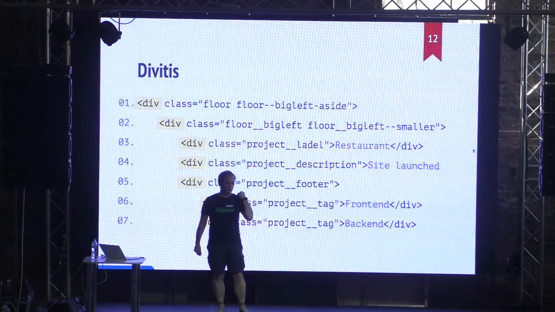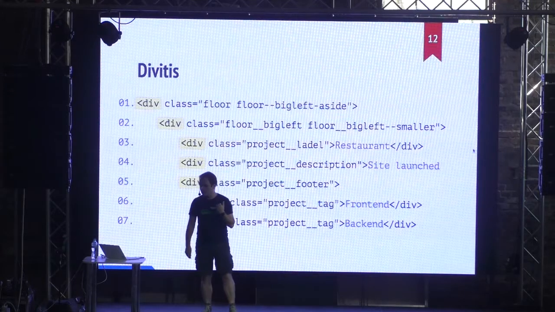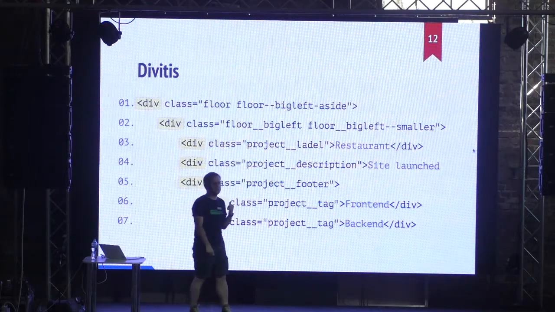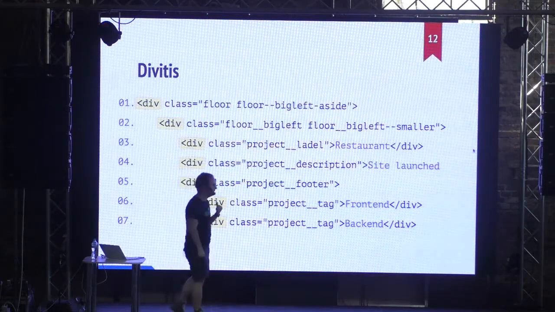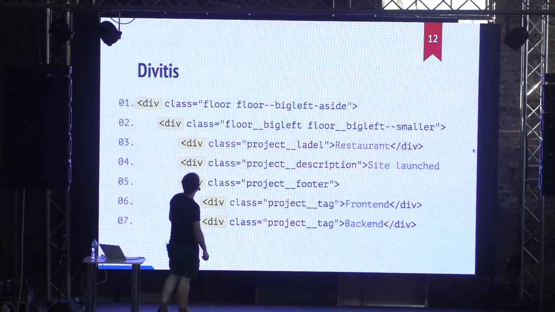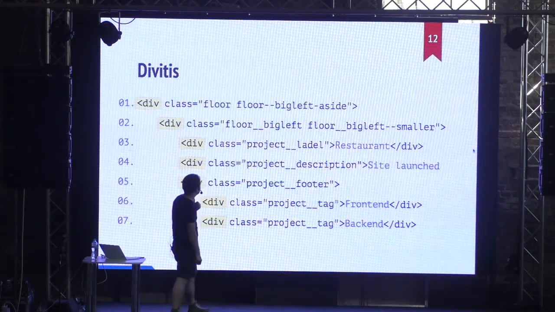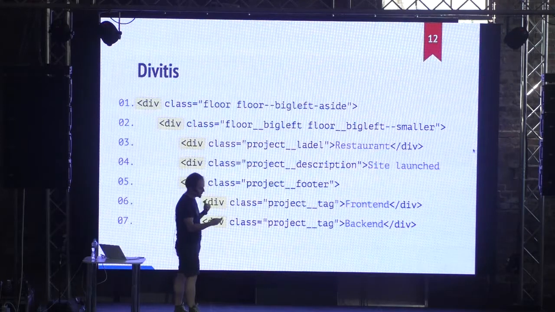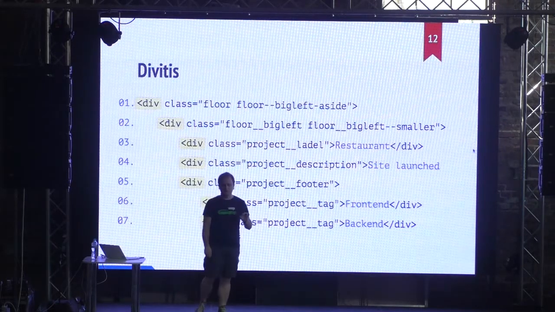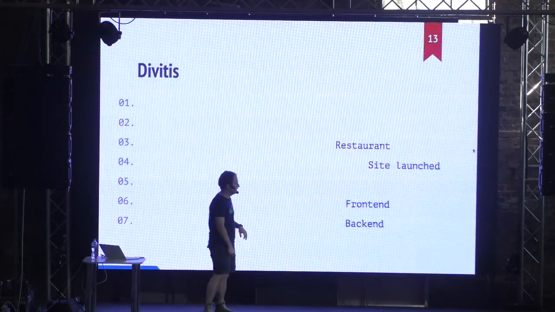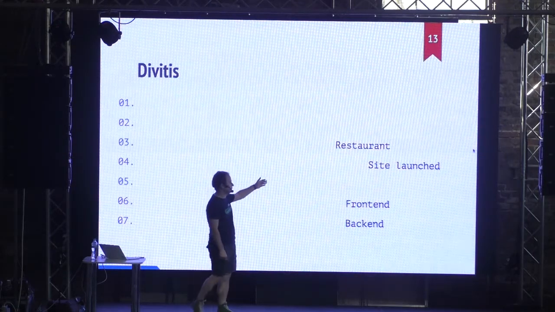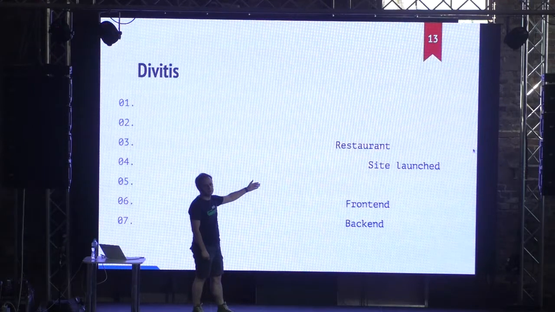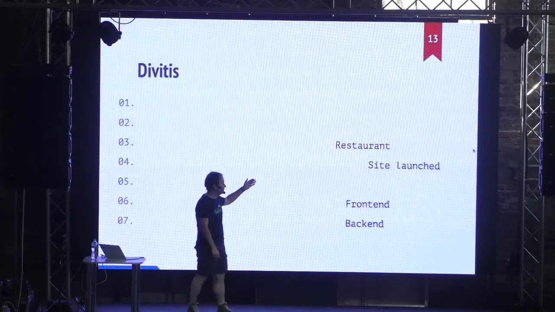This is the real code from the real website. And there's a disease called divitis, you know? Very contagious. And what's going on here? Everything I see here is just class names and divs. But if I strip everything meaningless from here, I'll see just this. And this is probably haiku or something like this, Japanese poetry. I don't know. A restaurant, site launched, front end, back end.